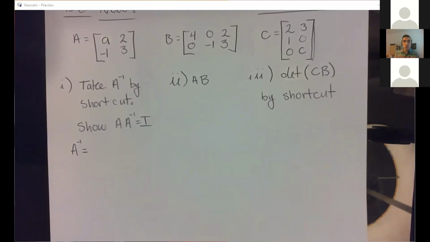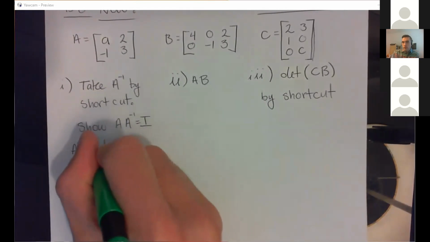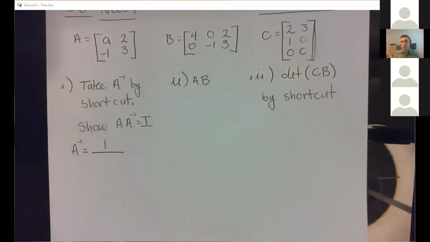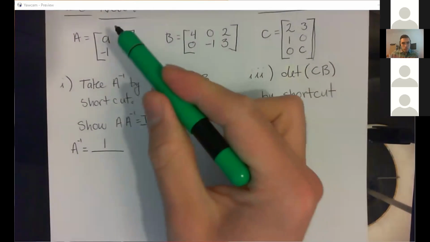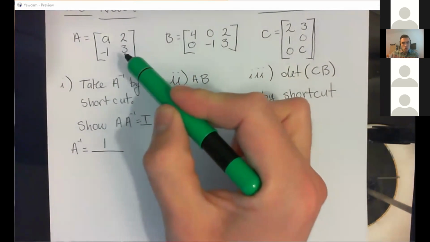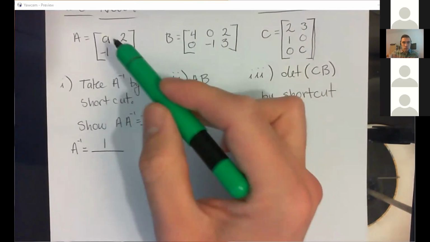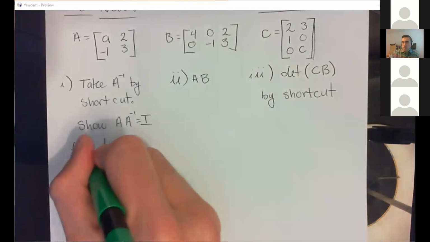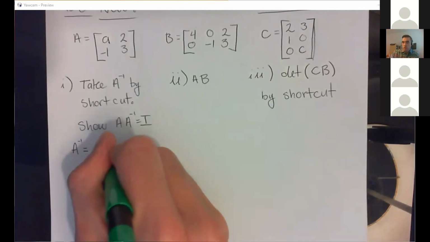How do we take the inverse of a 2 by 2 by shortcut? First, you find the determinant. Yep, because it's going to be 1 divided by the determinant. And what is the determinant of this matrix? A times D minus B times C. Right, so what is that for this matrix? Oh, 3A plus 2. Okay, so this will be divided by 3A plus 2.